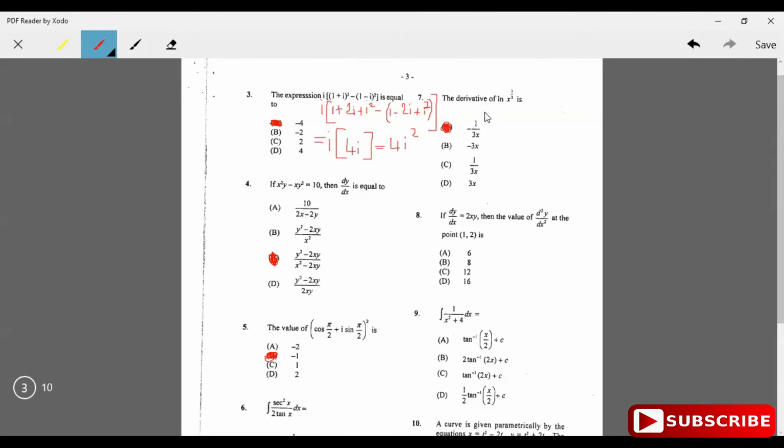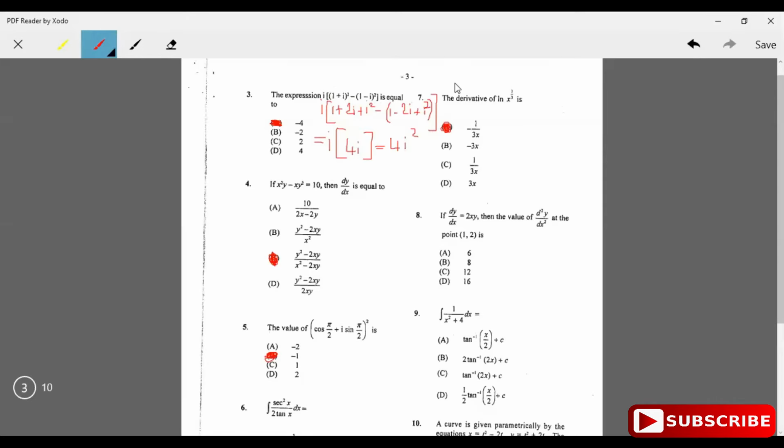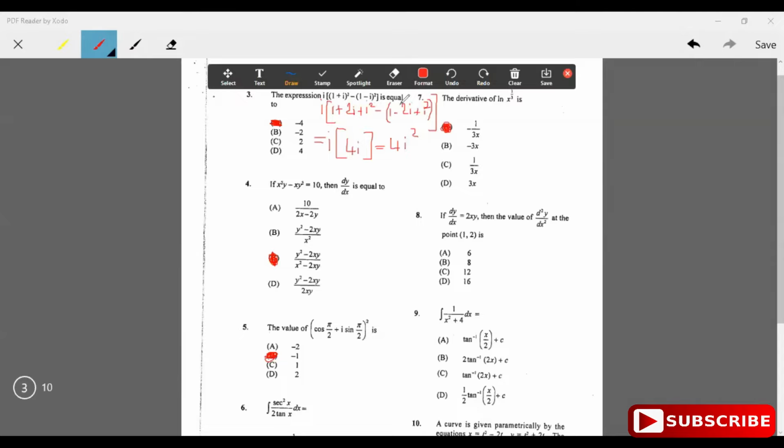Sir, how did you get the negative? All right, let's look at question 7. Question 7 is ln x raised to the 1/3, and we're differentiating ln x raised to the 1/3. So let's call this y.